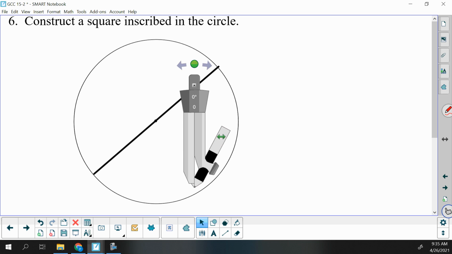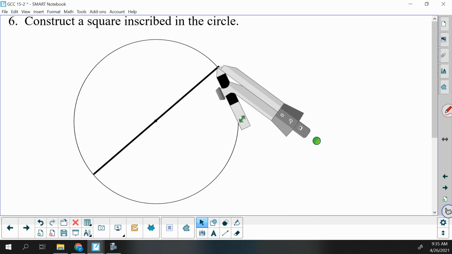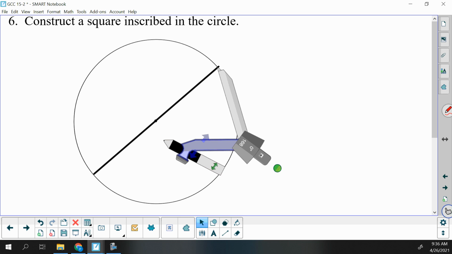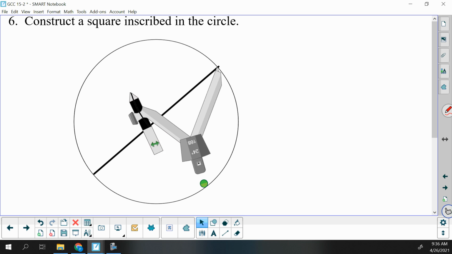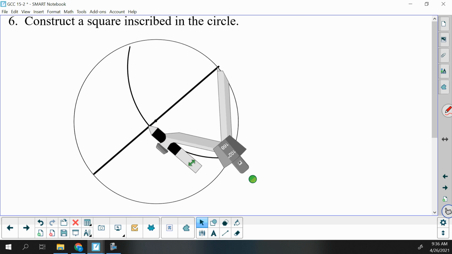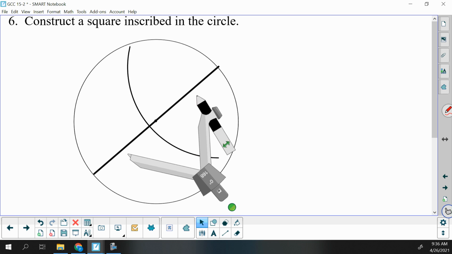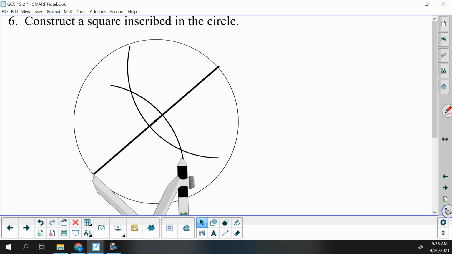We are going to put our point on one side. Make sure it's the point that's on the circle. Like mine, I extended a little bit. Make sure you are over halfway. We're going to swoop it up and swoop it down. And then we'll reverse it. We'll put our point on the other end of the diameter. We'll swoop it up and swoop it down.